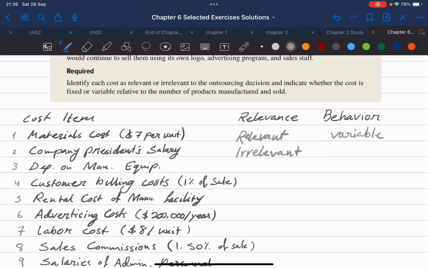Is it a fixed cost or a variable cost? No matter how much output Kilgore produces, that president's salary is going to be the same, so it is a fixed cost.